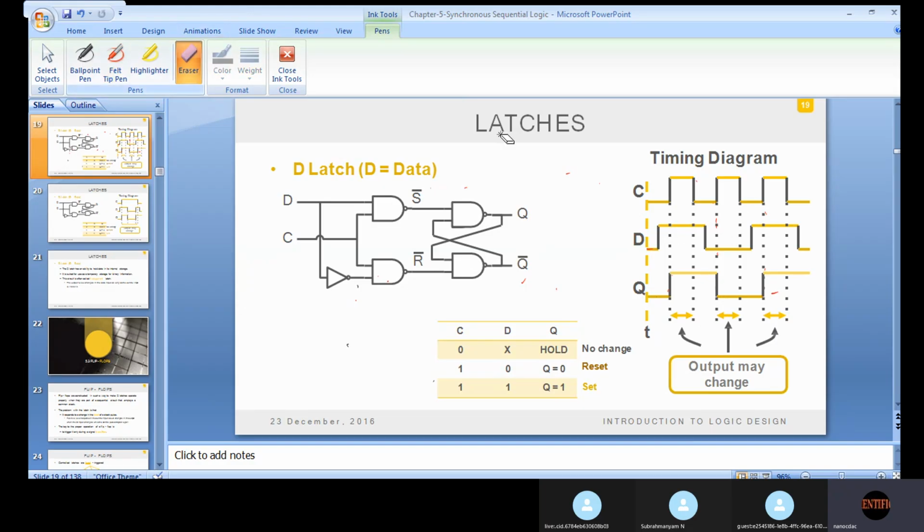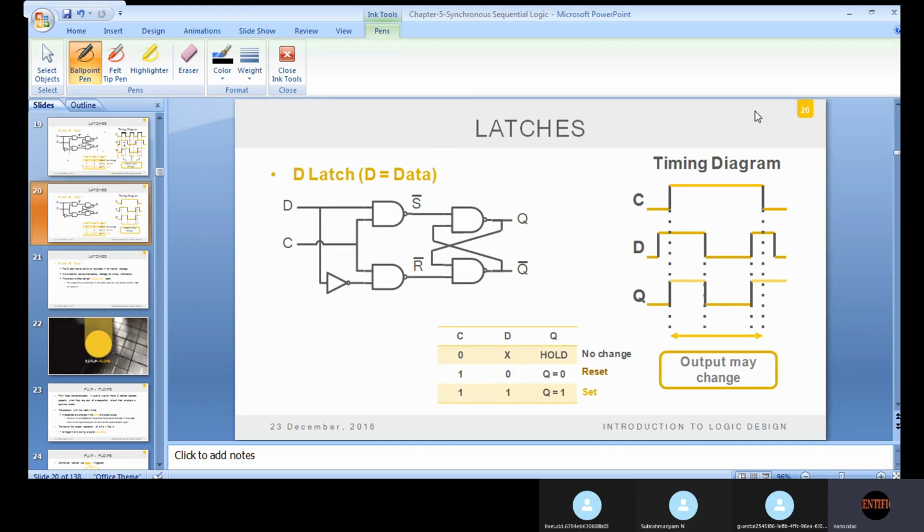That's why the latch is called level triggered. Every positive level, these are the positive levels, right? For every positive level, what is happening? The Q output is changing. Q is taking the value of D at every positive level of the clock. Okay, so this is about the D latch. Next one is the same D latch only, we will see.